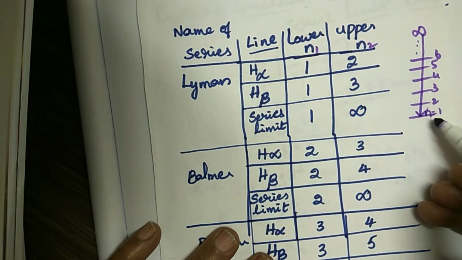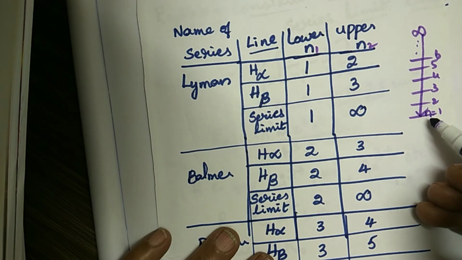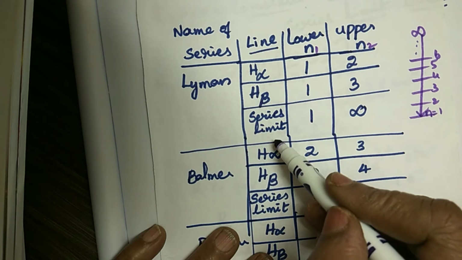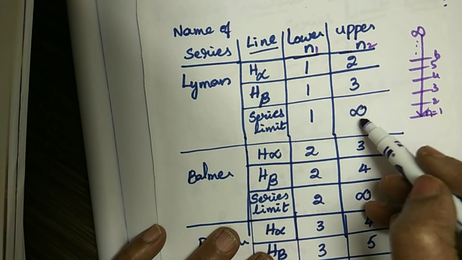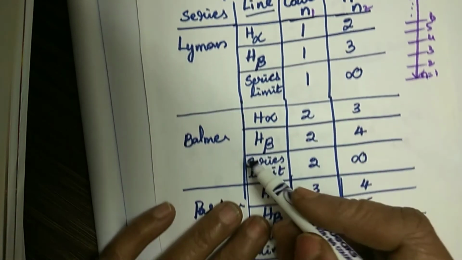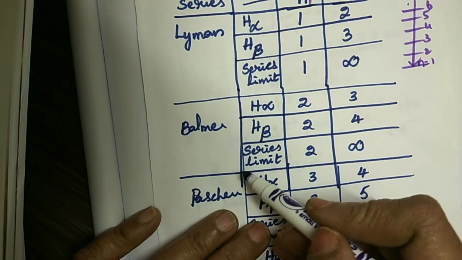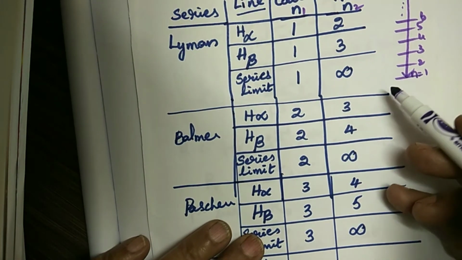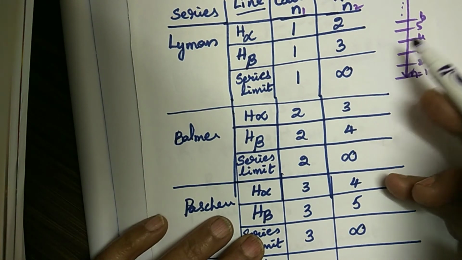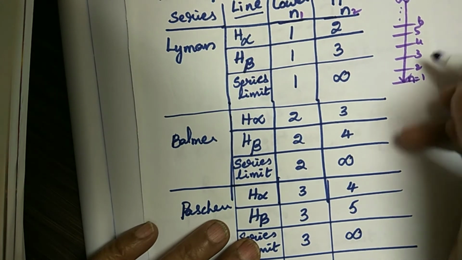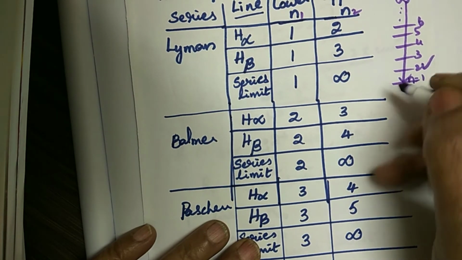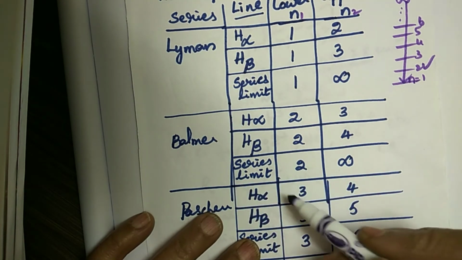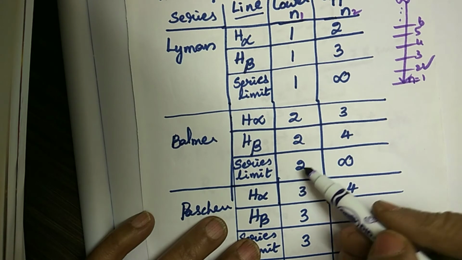As it is coming to the first principal quantum number, it is the Lyman series. For the Lyman series, the series limit is from infinity to the first orbit. Similarly, for the Balmer series, the next series of lines, n1 is 2. If any electron from any of the higher orbits comes to the second principal quantum number, that line comes in the Balmer series. So n1 is constant.